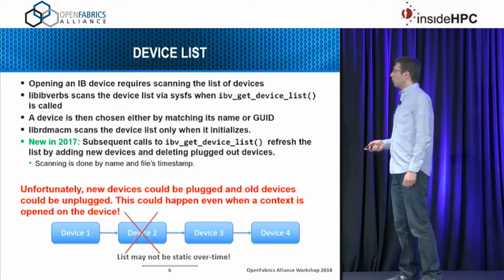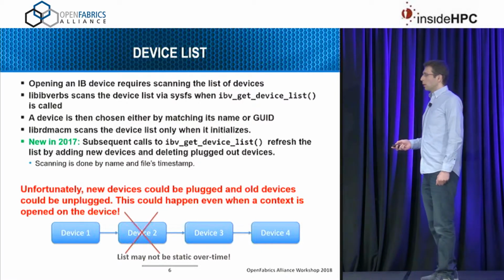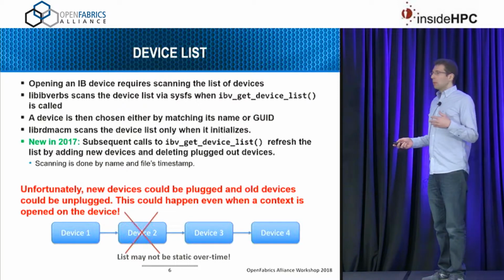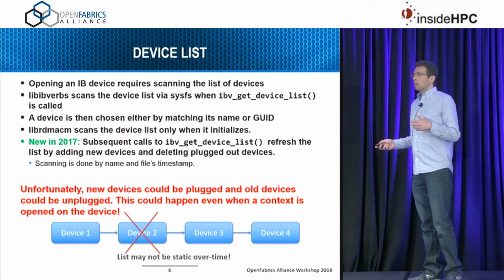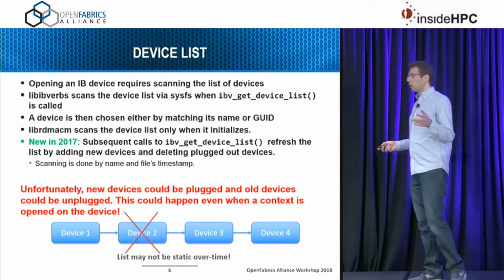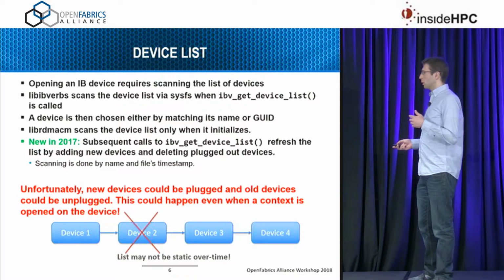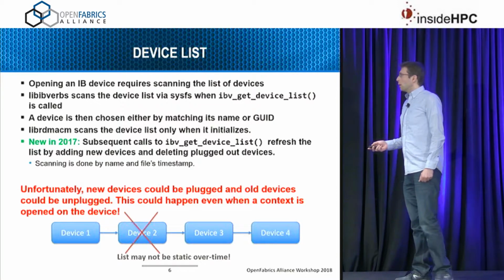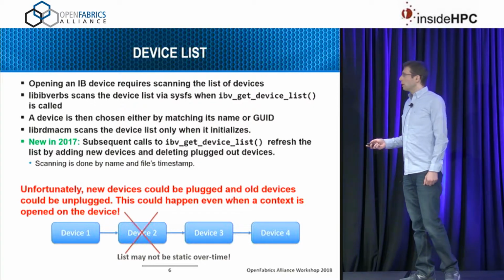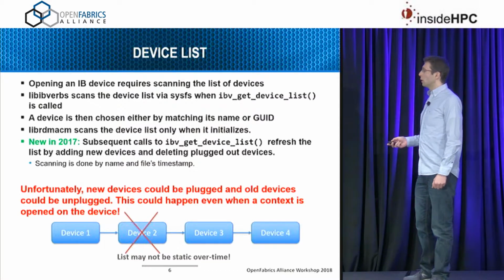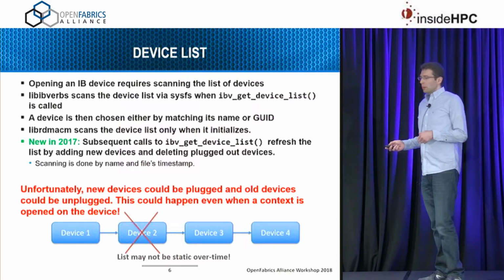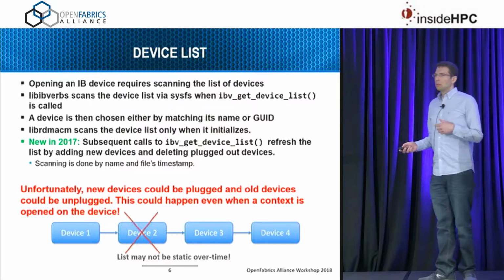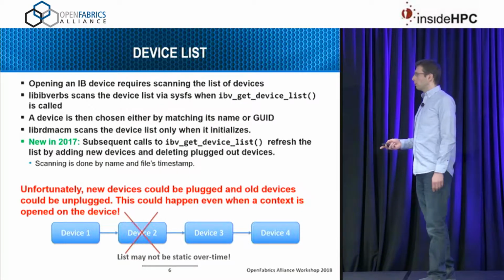In 2017, there was a new code that actually could rescan the list and add things that were not there and delete things that are no longer in the system. And another thing in the CM land, it scans the list only when it loads. So it's kind of assumed as a static list in the code, but it actually isn't really static in life.